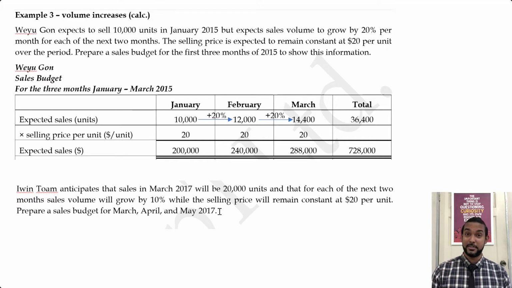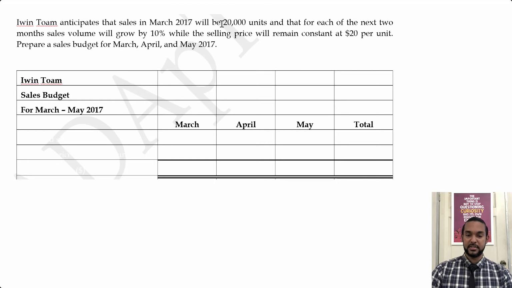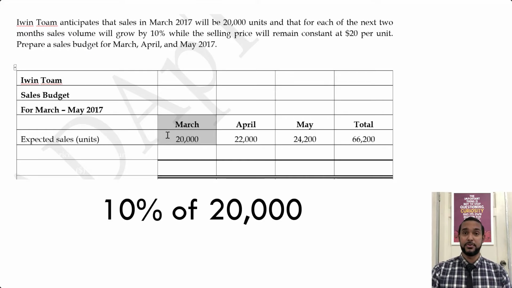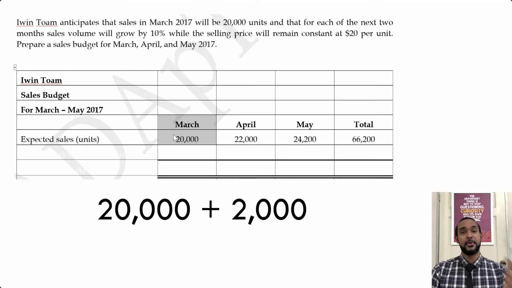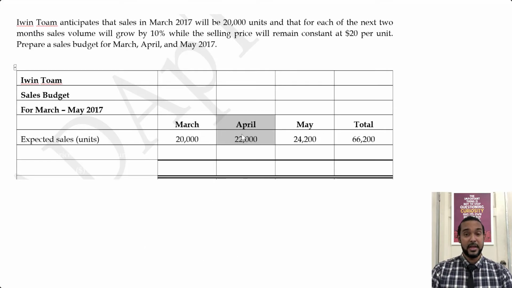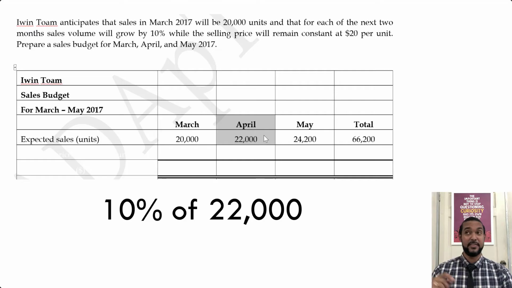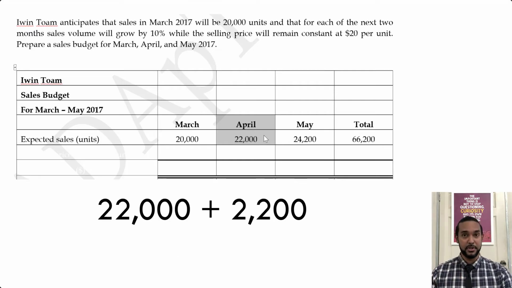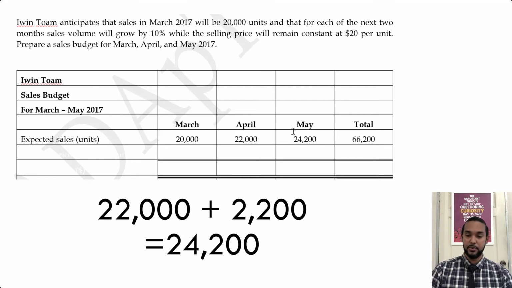Did you try it? Let's take a look at the solution. So I Went Home, sales budget for March to May 2017. Okay, so for the number of units, we're going to start off with 20,000 and increase by 10% twice. So let's take a look at the figures there. In March, we have 20,000. 10% of 20,000 is 2,000. 20,000 plus 2,000 will give us the April sales of 22,000. Then we're going to increase that by 10%. 10% of 22,000 is 2,200. If we add 22,000 to 2,200, we're going to get 24,200.